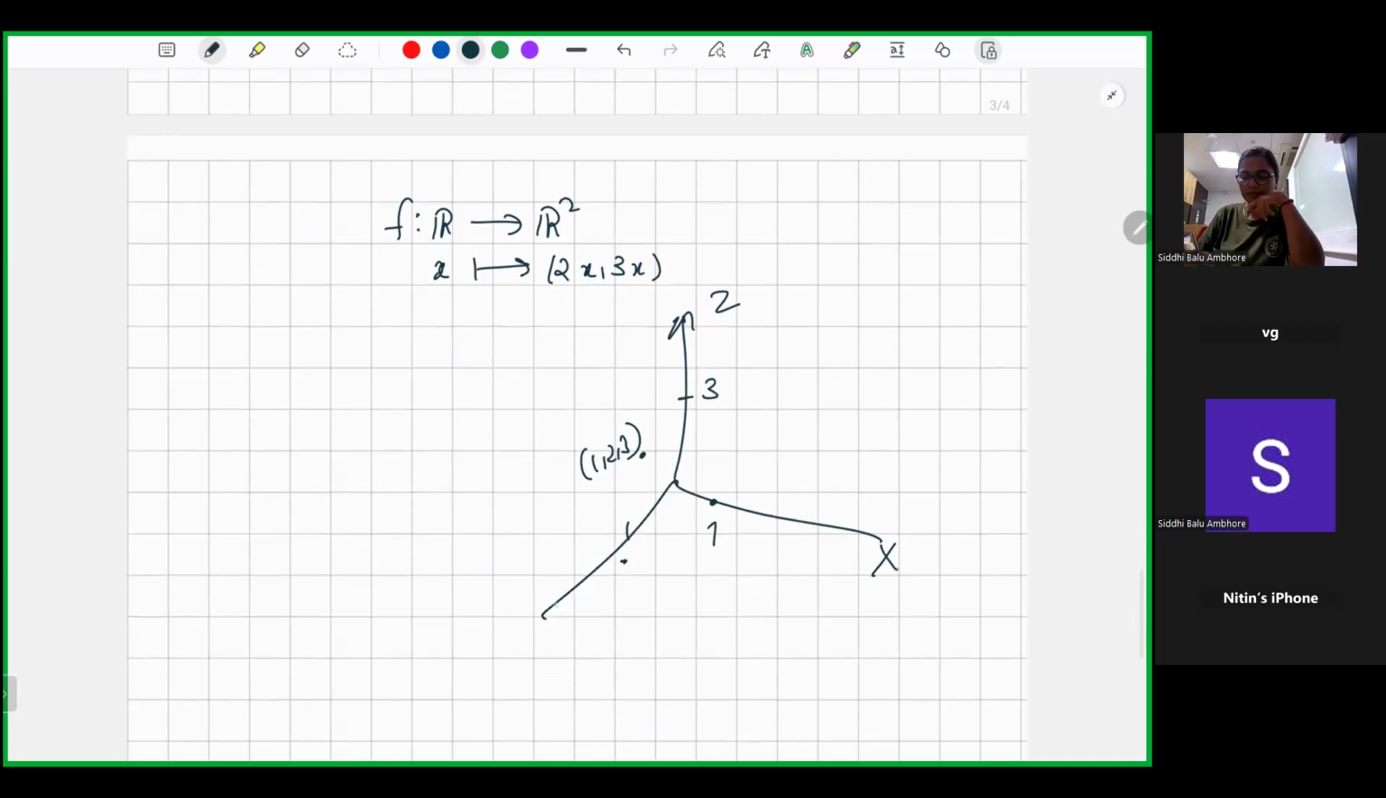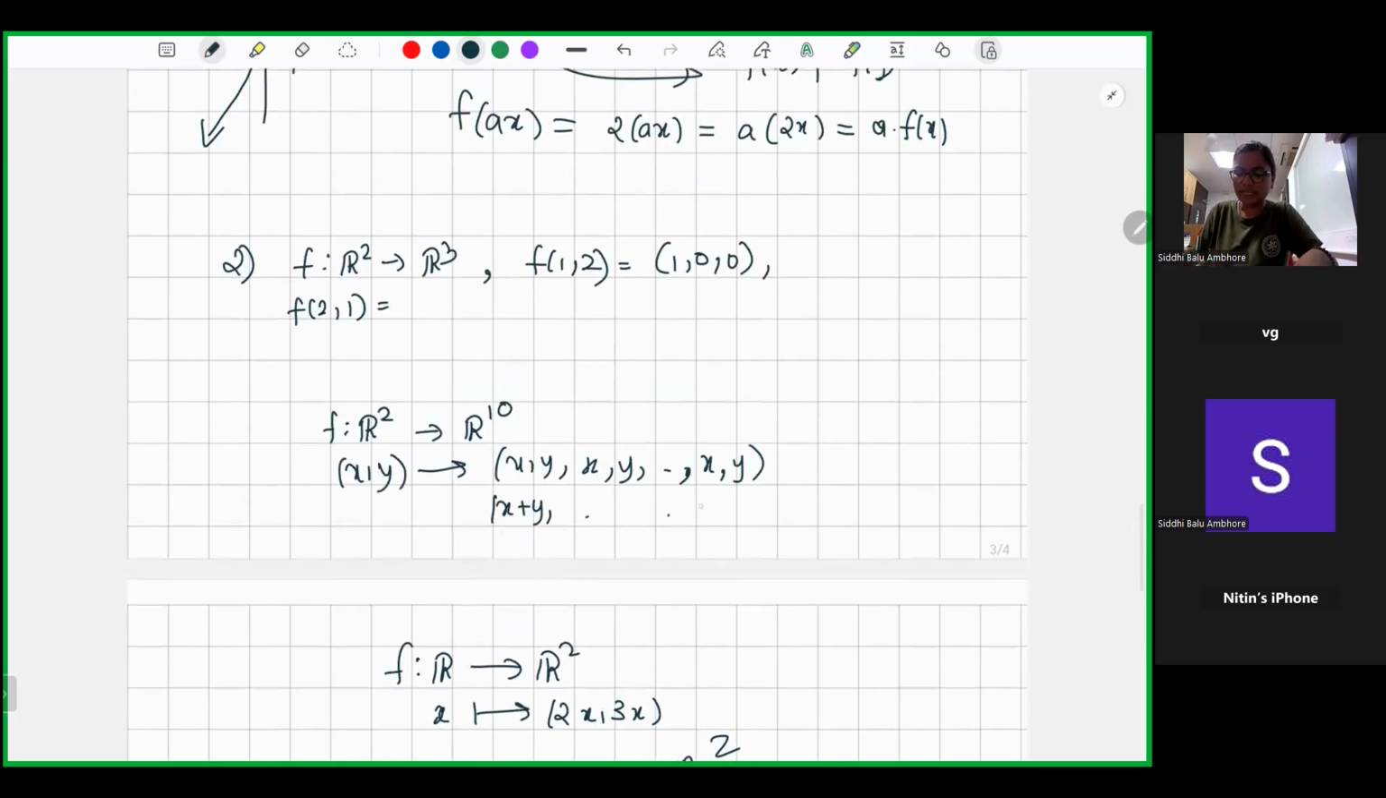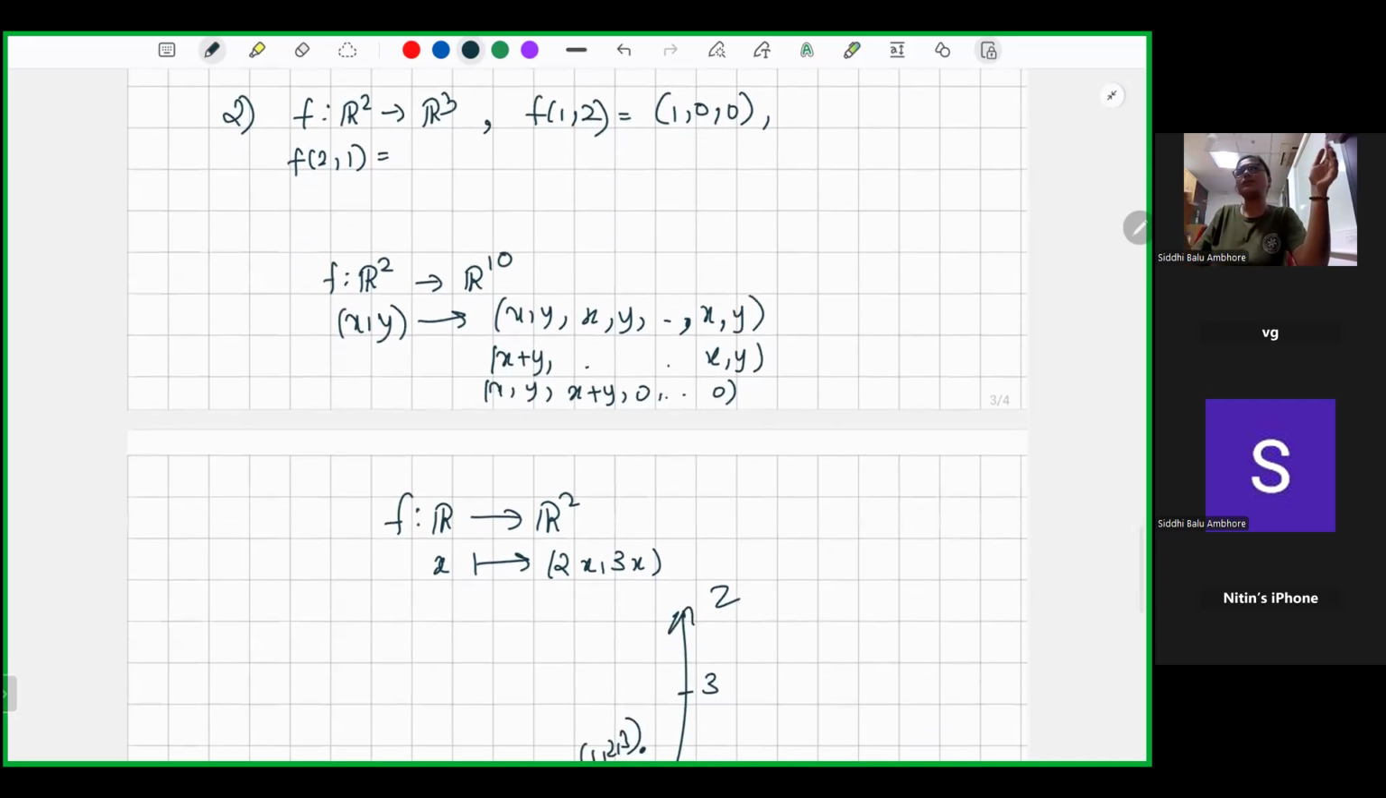Like you mentioned here, from R2 to R3, you gave 2x comma 3x. So in that example, R2 to R10, what probable function can you write for mapping? Whatever. For example, x comma y going to just take xy 10 times or 5 times. It will still be a linear map. Or we can take x plus y in each coordinate. Or we can just take x comma y and then the rest is x plus y and the rest are all 0. Whatever we want, we can define the function.